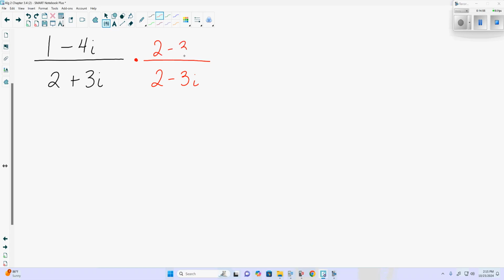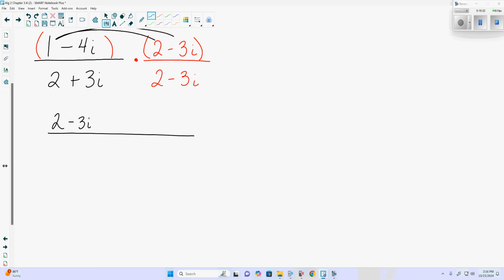2 minus 3i. Does it work out? We'll come across that here in a second. Now, first thing we have to do on the top is multiply this out. So 1 times 2 is 2. 1 times negative 3i is negative 3i. Then we can do the same thing with negative 4i. Negative 4i times 2 is negative 8i. Negative 4i times negative 3i is going to be plus 12i squared.